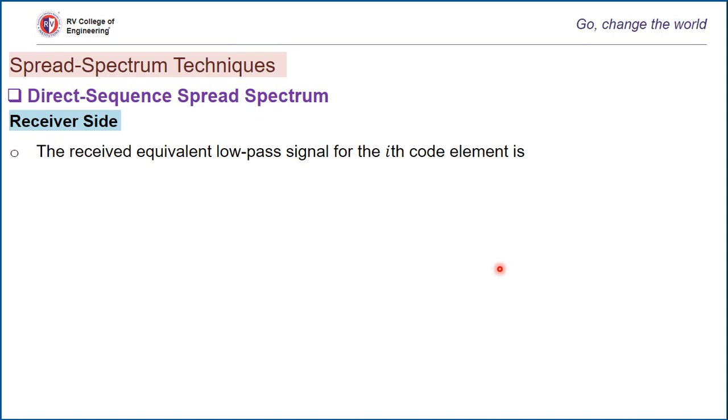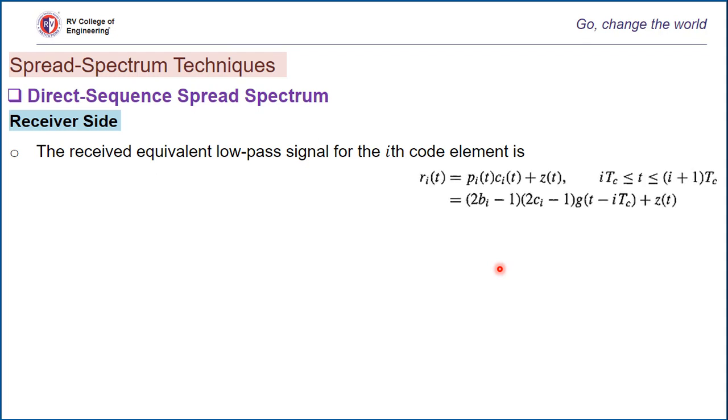The received equivalent low pass signal for the ith code element can be expressed as Pi of t into C of t. This is the multiplication form which is transmitted from the transmitter, and gets corrupted with the noise Z of t. And we know that Pi of t into C of t that we have obtained earlier is 2Bi minus 1 into 2Ci minus 1 into G of t minus iTc. So this is our BPSK modulated signal with positive and negative pulses.